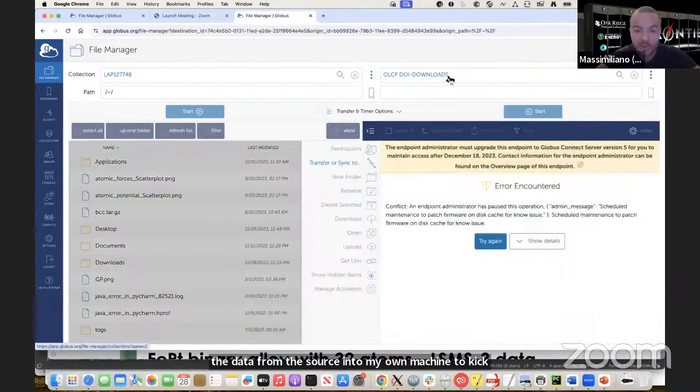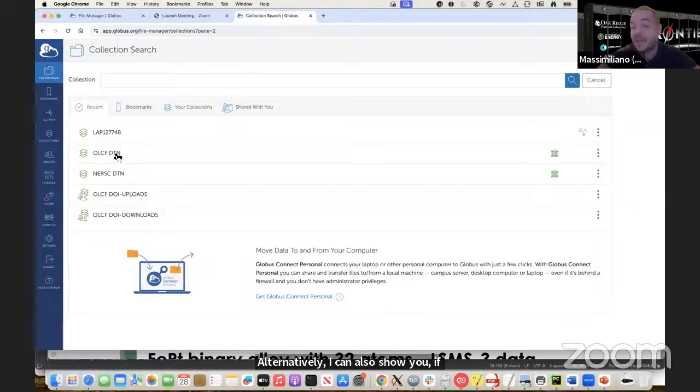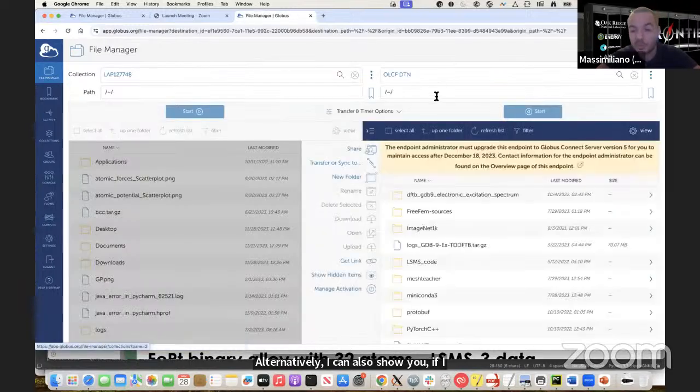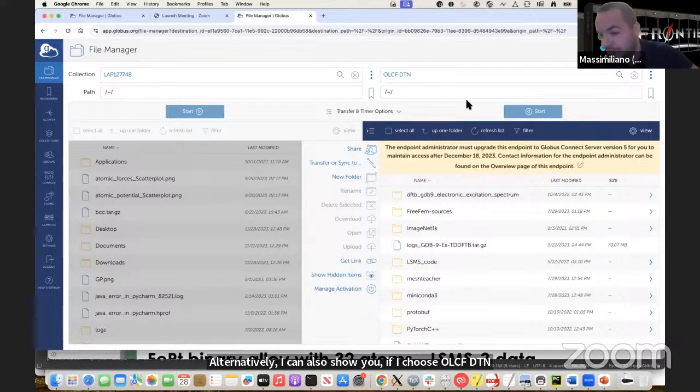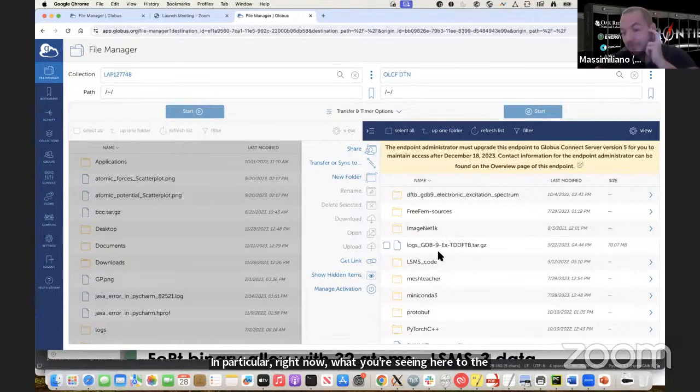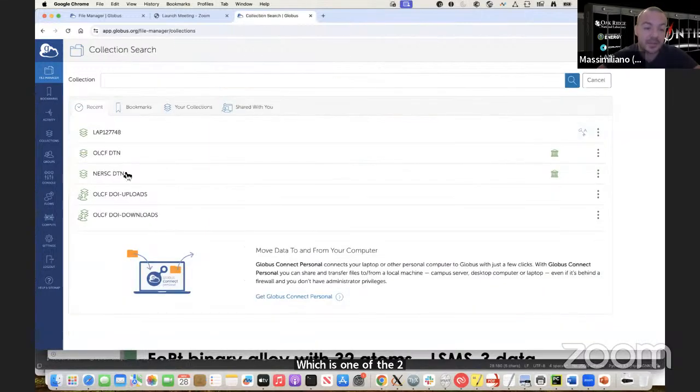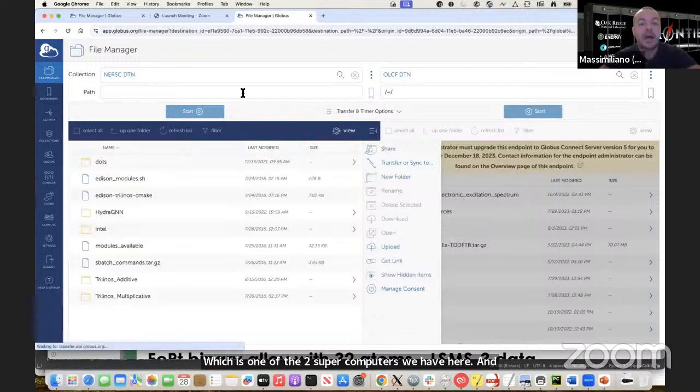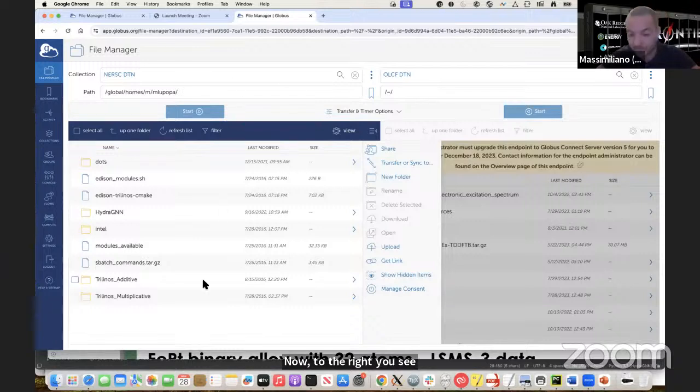Alternatively, if I choose OLCF DTN, this endpoint is used to access the supercomputers of OLCF. In particular, what you're seeing here to the right is the home directory of Summit, which is one of the two supercomputers we have here. And I can also show you that I can access NERSC. To the right, you see Summit. To the left, you see Perlmutter, which are both DOE supercomputing facilities. And using Globus, you can very seamlessly juggle between supercomputers and very easily transfer large volumes of data.